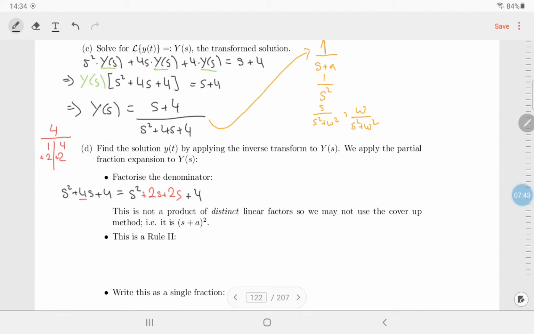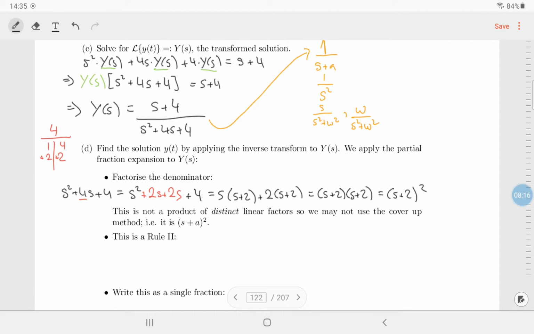Okay, so what we have to do here is take out what's common out of the first two, which is s. What are you left with? s plus 2. And take something out of the second two that leaves s plus 2 again, which would be 2. And then you've got a common factor here of s plus 2, so take that out. And what are you left with? s plus 2. Now this is not rule 1 because they're not distinct, they're the same thing. Really it's more like s plus 2 squared. So you cannot use the cover-up method.